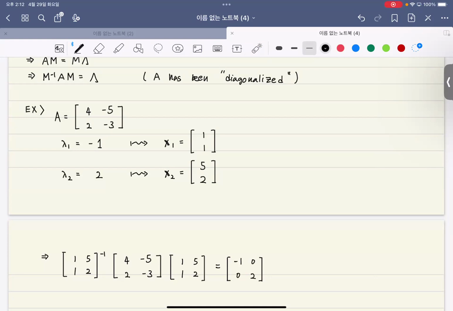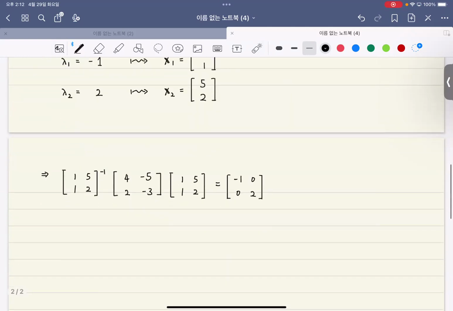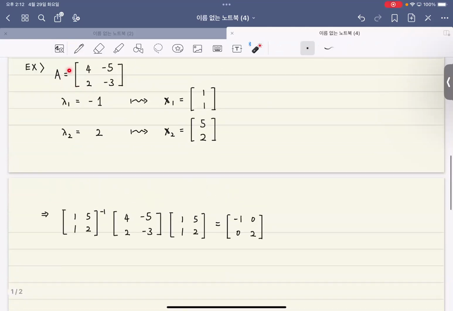If you can't trust me, then why don't you use a calculator? You can go to any linear algebra calculator, take the inverse of the matrix, and multiply these matrices all together. Then you can easily convince yourself that the answer is this diagonal matrix. So for this matrix, the diagonalization was possible.